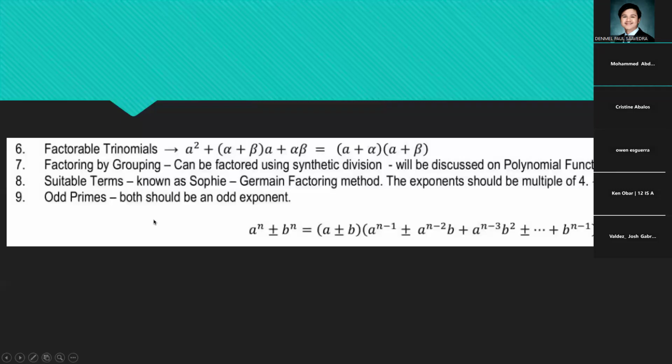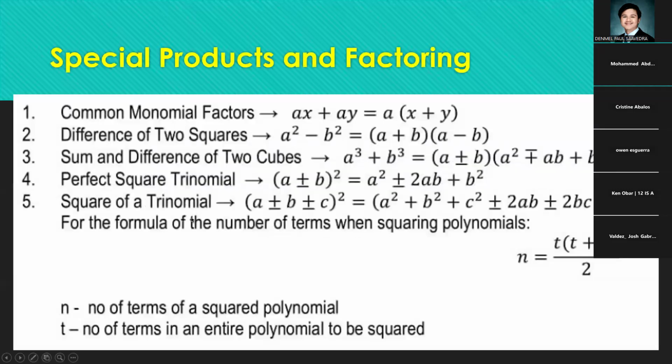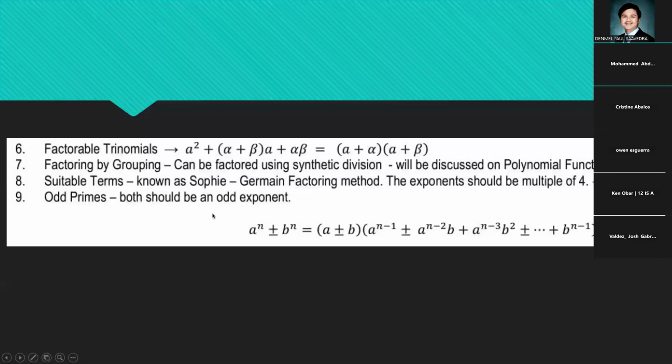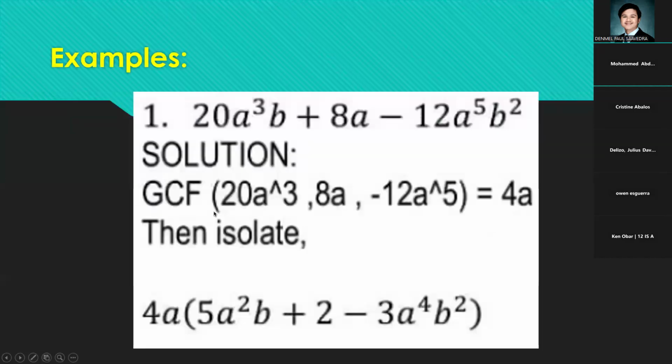Anyway, are we clear so far on these formulas, special products, and factoring? Yes, sir. Okay. So let's have a few examples. We have here 20a cubed b plus 8a minus 12a raised to 5b squared. So we can actually factor out 4 and then a in here, as you can see. That is our greatest common factor. By doing that, we can transform this into 4a times 5a squared b plus 2 minus 3a raised to 4b squared.